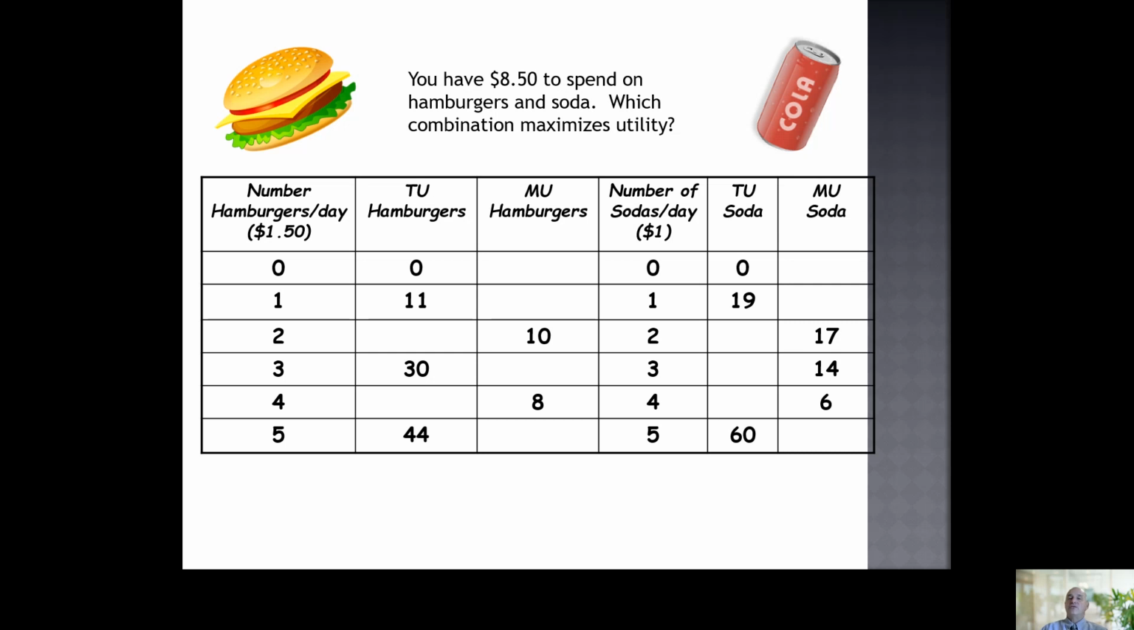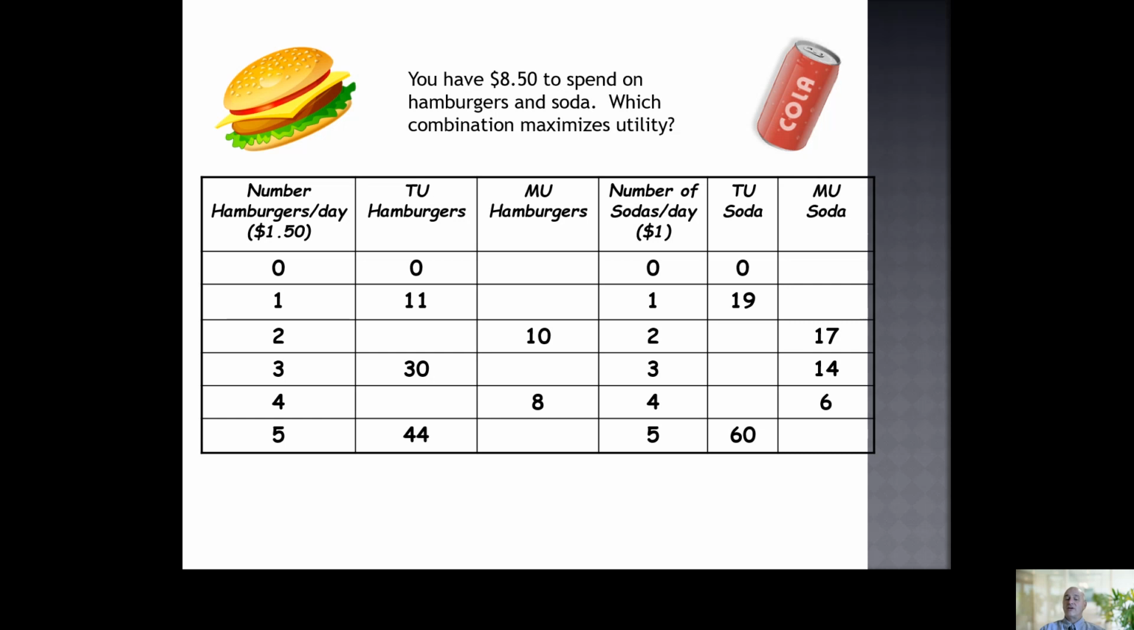But when I consume my first hamburger, I'm happy. I get 11 units of satisfaction from my first hamburger. But notice when I consume my first soda, I'm even happier. I get 19 units of satisfaction from my first soda. Maybe I'm thirsty. I'm really not hungry. So I get even more satisfaction from my first soda than I do my first hamburger.